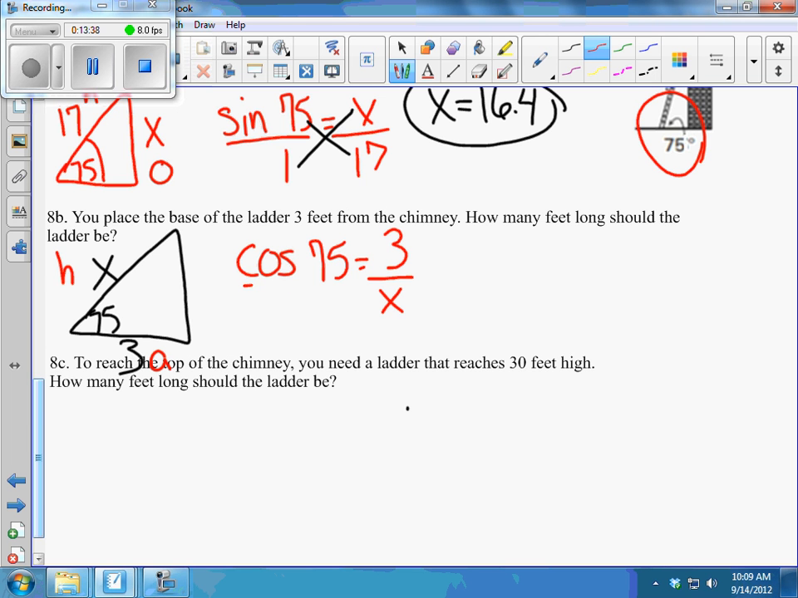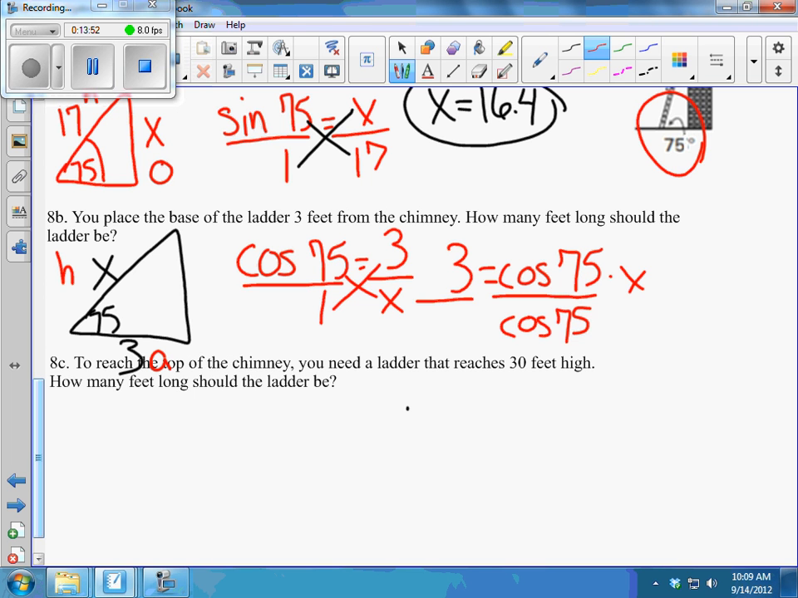And now I'm going to do my cross products. So 3 times 1 is 3. Cosine of 75 times x should also be 3. And now when I look at what I have to do to get x by itself, I have to divide by cosine of 75. And now on my calculator, I'm going to take 3 divided by cosine of 75, and that'll be my answer. And I get x, and rounding it, you should get 11.6.